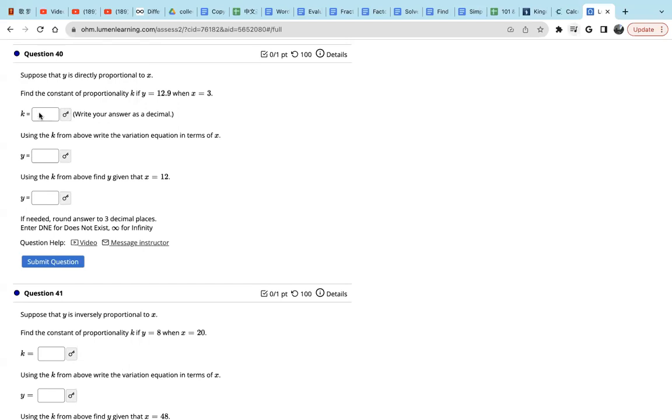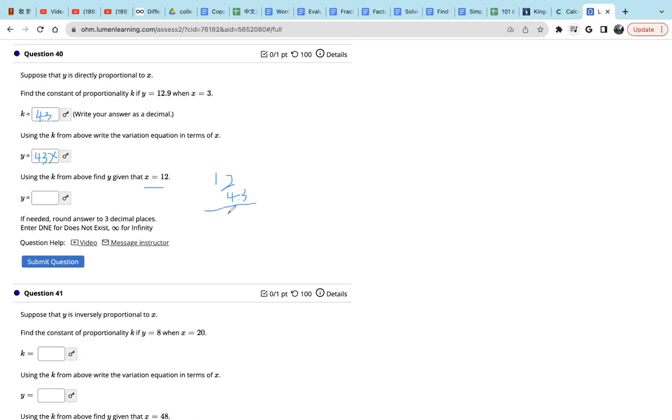So last video, we found out this k is 4.3. And then we can write the equation as y equals 4.3 times x. When x is 12, so 12 times 4.3.